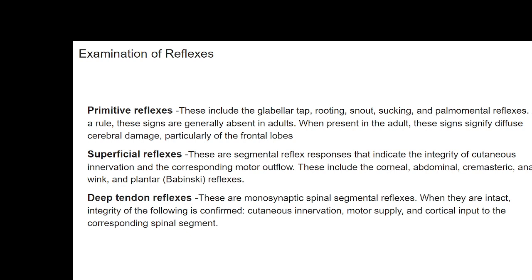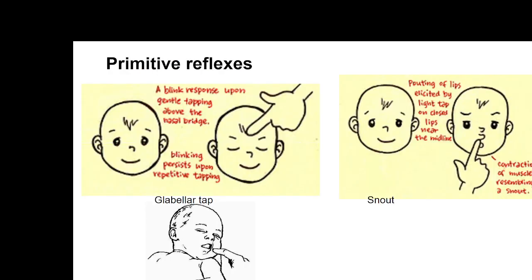Superficial reflexes are when you give some cutaneous stimulus like touch or a mild pain sensation, and the contractions or movements of the muscles which occur are superficial reflexes. Corneal, abdominal, cremasteric, anal wink reflexes or plantar Babinski reflexes are superficial. Deep tendon reflexes are induced by hitting a tendon, making the muscle contract, and then the whole cycle of reflex contractions of the muscles is observed.